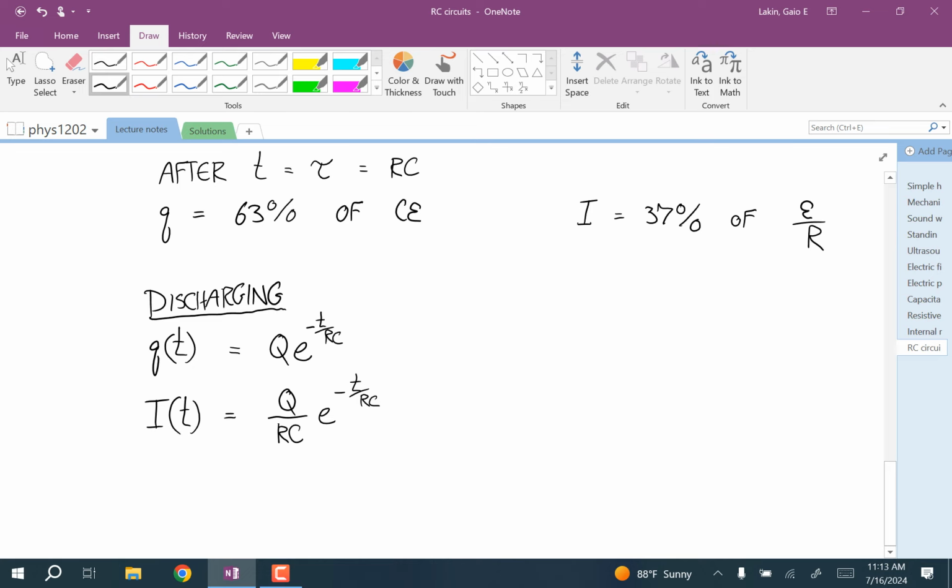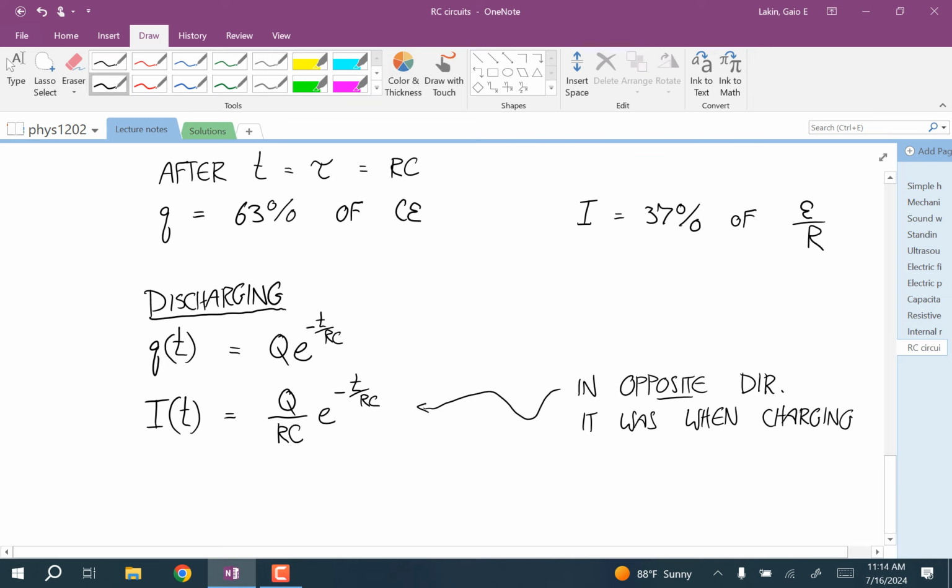And notice that this current now is in the opposite direction that it was going when the charging was happening. I'm not giving you problems that emphasize the direction on this really, but I'll put a note in here. So this current is in the opposite direction from when it was being charged. Okay, so here are the two equations that you want for a discharging capacitor.